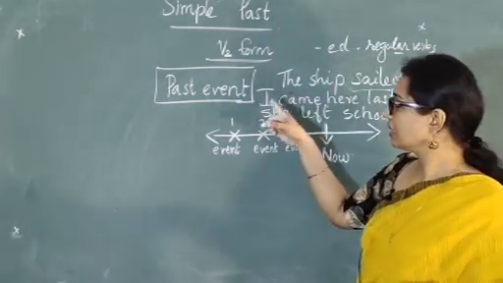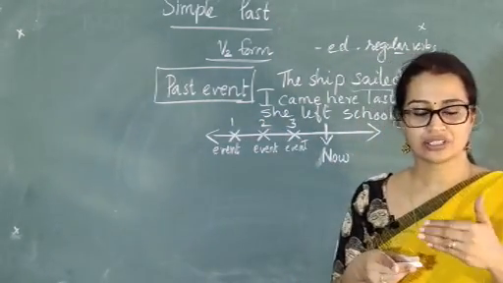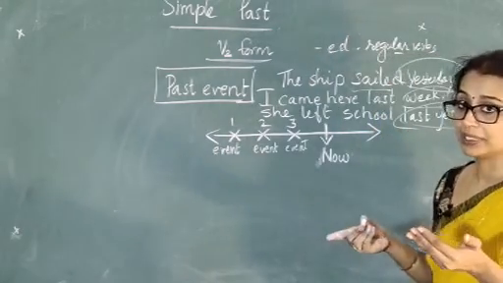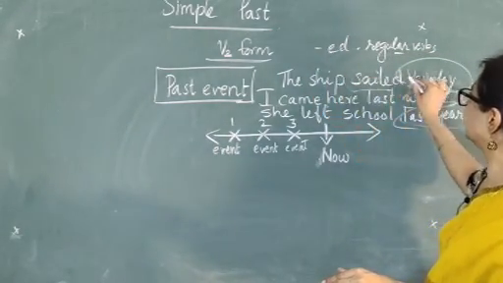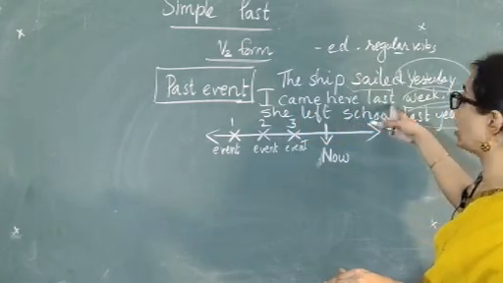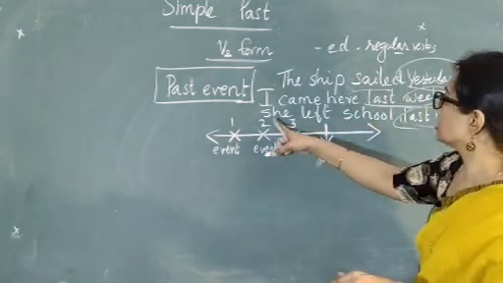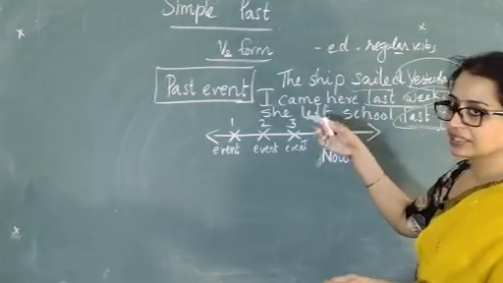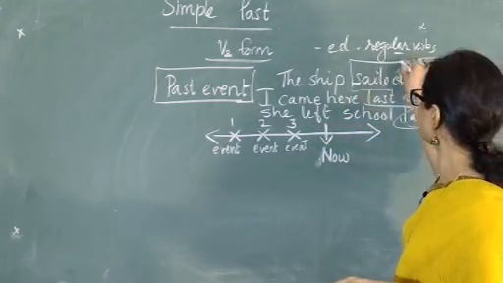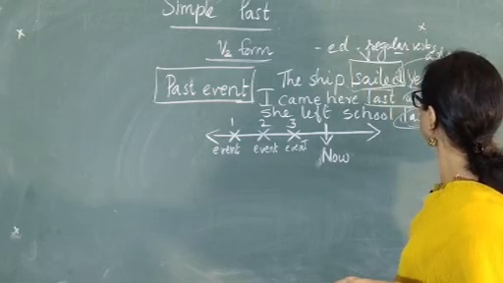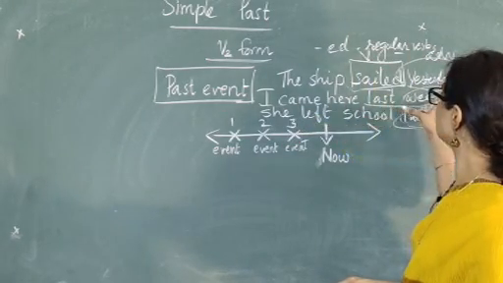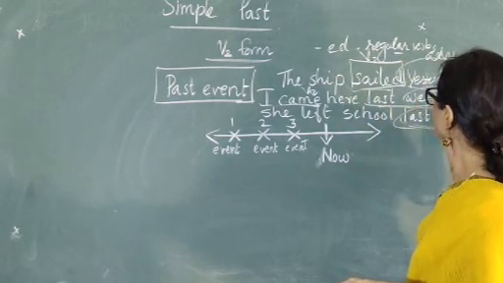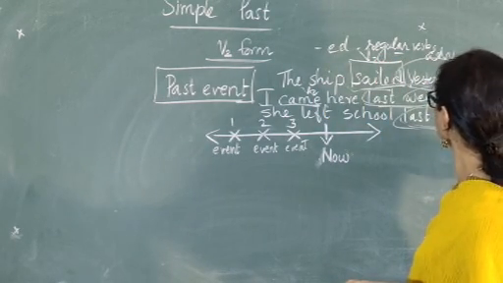So these events, it speaks about an action that has been completed in the past. Okay, and not very complicated also. The ship sailed yesterday. I came here last week. She left school last year. Okay, so look at the verb. The verb here is sailed, right? This is the adverb of time. And I came here last week. Came is the verb, the V2 form. And last week is the adverb of time.